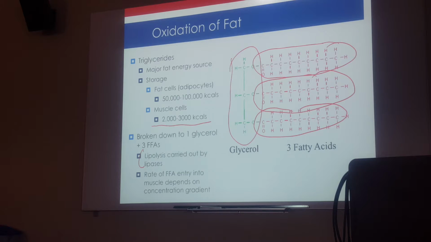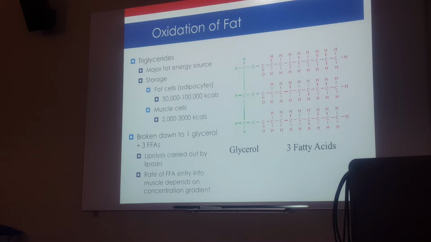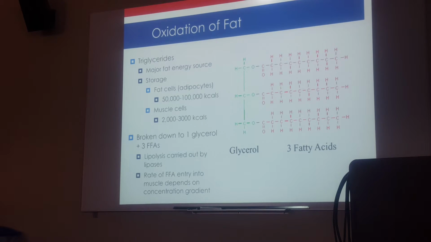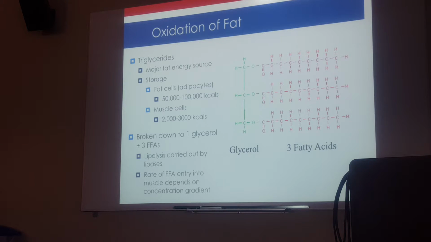We can still break them down, but we still have to get them to the muscle cell, okay? So that rate of free fatty acid movement is going to depend on a concentration gradient, okay? If there's fewer fatty acids in the muscle, then it'll come across. How do you think it gets there?